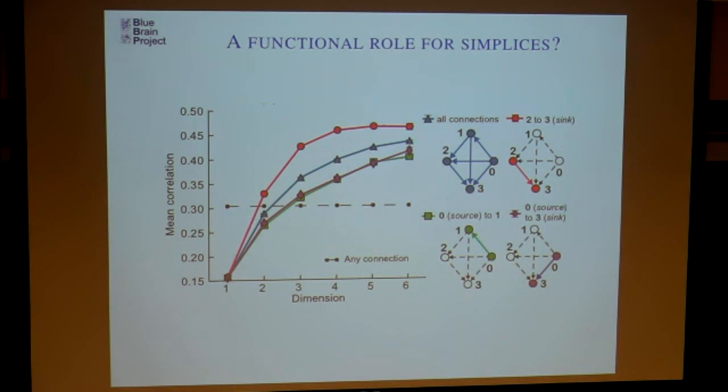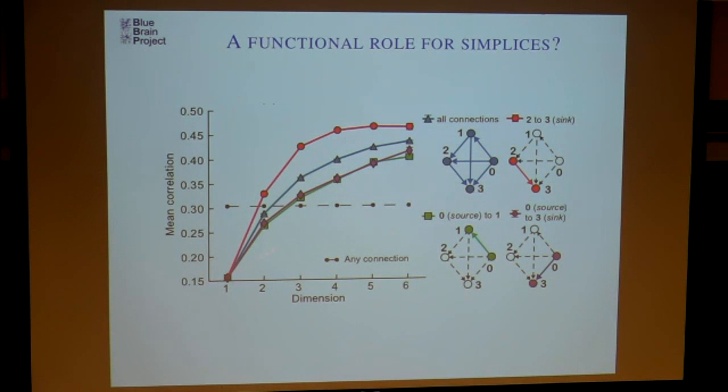But that's just about structure. What we're really interested in is function. You want to know how the brain is working. And so our hypothesis was that these directed simplices should be playing some sort of functional role. I said that you want to think of it as sort of thickened edges, more robust ways of transmitting signals from the source to the sink. And that's what this graph is telling us actually happens.